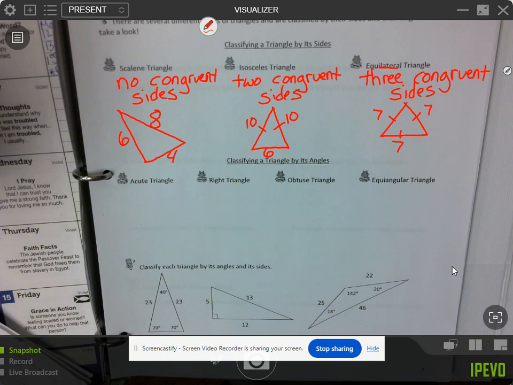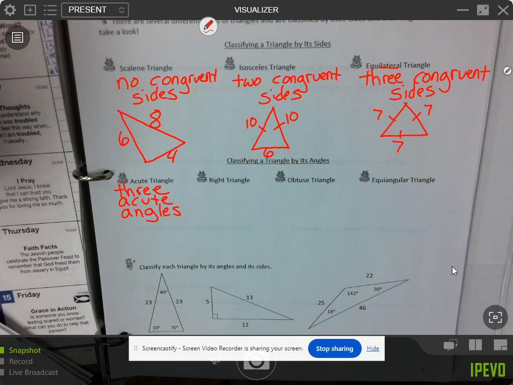All of the angles are acute. We talked about acute angles. They're so cute and little. They're under 90 degrees. All three angles are acute. So they have three acute angles. If we added all three acute angles up, it would equal 180 degrees.